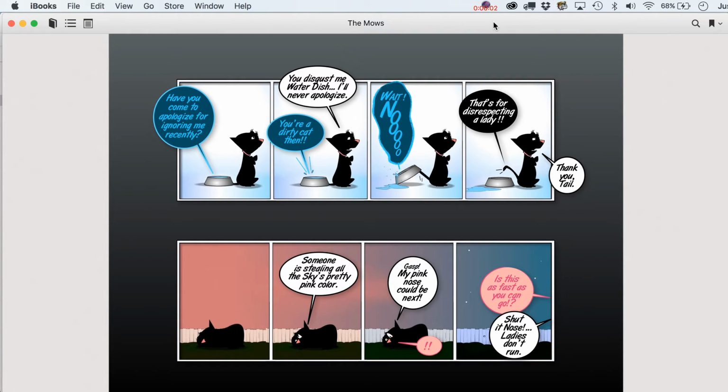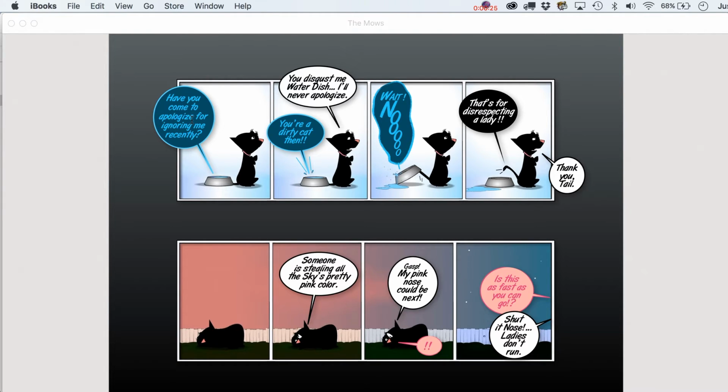Okay, this wasn't the strip that I thought would illustrate this, but I think it does the job. This also kind of goes into anthropomorphizing anything, if I'm getting that word correctly, whereas anything can talk and have a consciousness. So this is the water dish saying, "Have you come to apologize for ignoring me recently?"